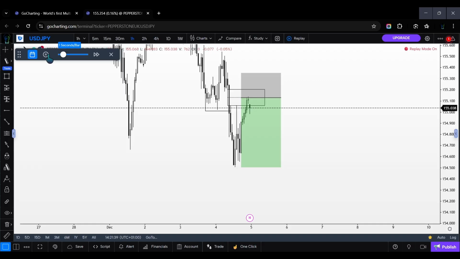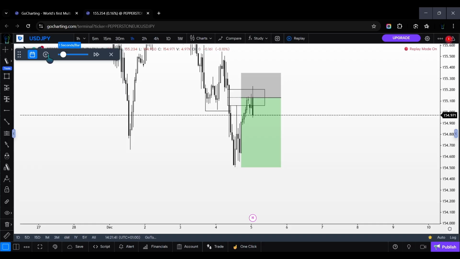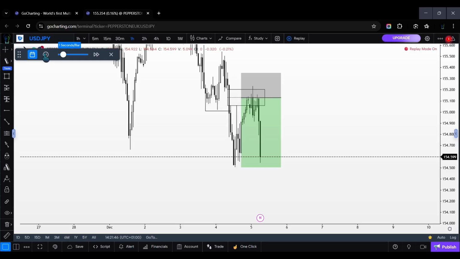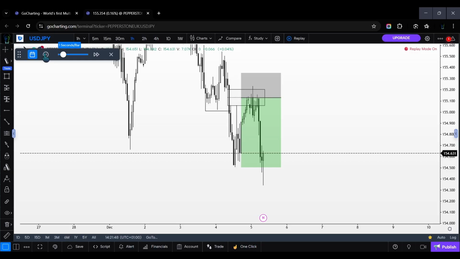Price tapped into our entry, swept our entry, and left from there. Hit TP.